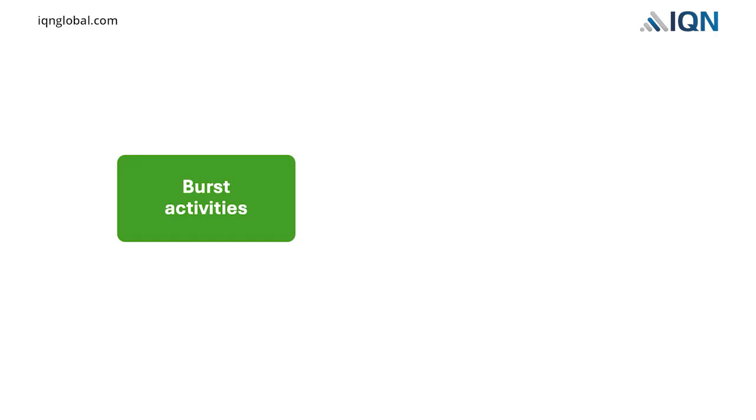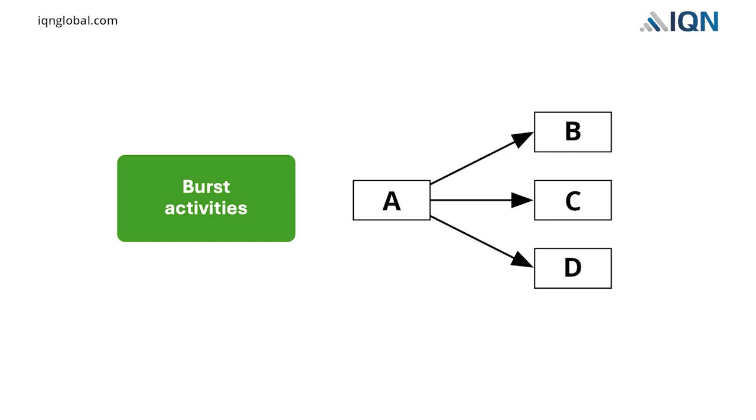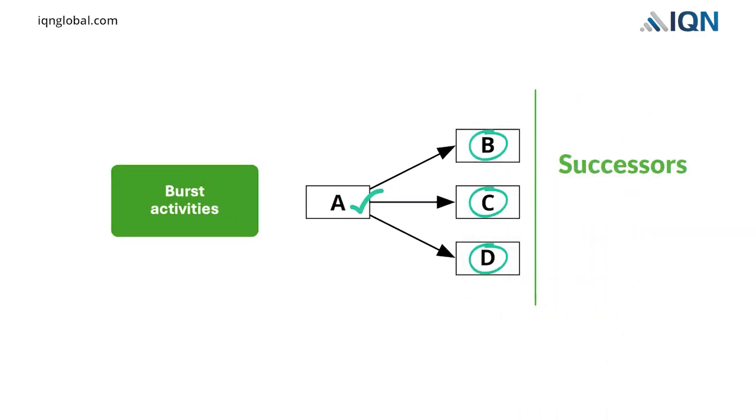Burst activities, on the other hand, are those activities with two or more immediate successor activities. Here, the figure graphically presents a burst task. Activities B, C, and D are scheduled to follow the completion of activity A. All three successors can only be undertaken upon the completion of activity A. All immediate successors can begin simultaneously upon completion of the burst activity A.